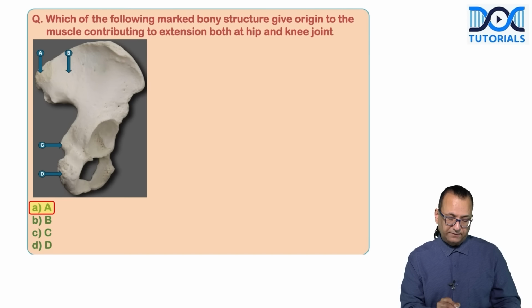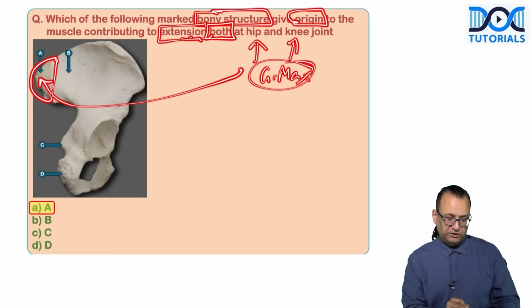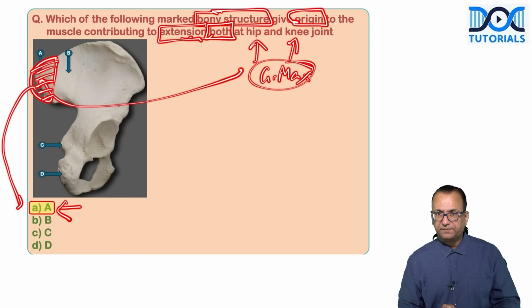Keeping all that in mind, which bony structure gives origin to the muscle contributing to extension at both hip and knee joint? It is gluteus maximus, and gluteus maximus takes origin from this region. That is why our answer is marker A.